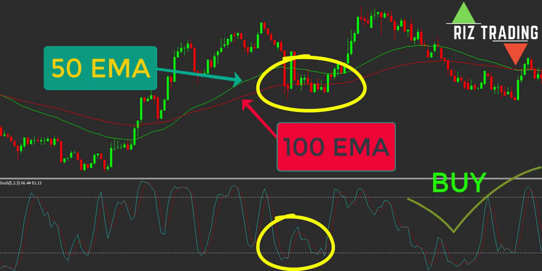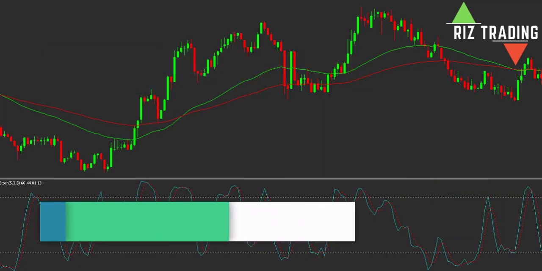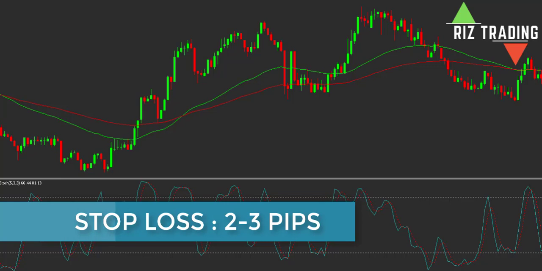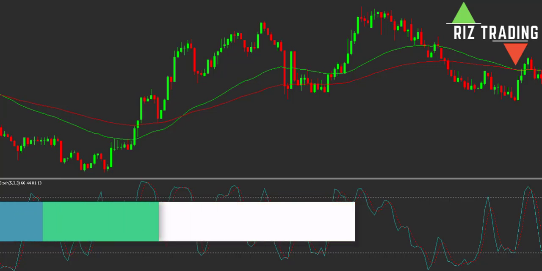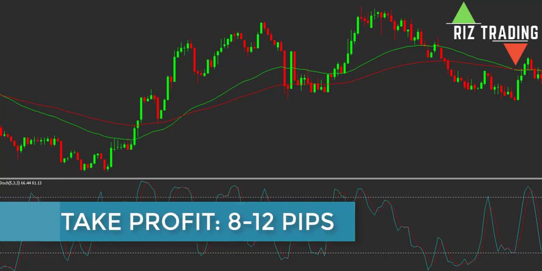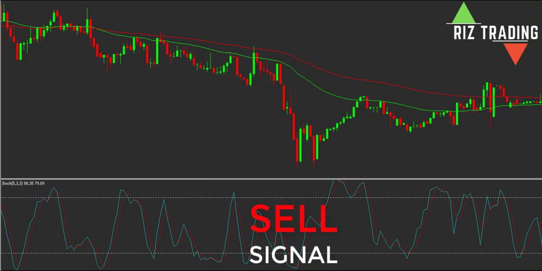an option. So the buy signal is confirmed when the 50 EMA indicator surpasses the 100 EMA indicator. Stochastic rises above the 20 level. The suggested stop loss is 2 or 3 pips below the last low point, and the suggested take profit is 8 to 12 pips.